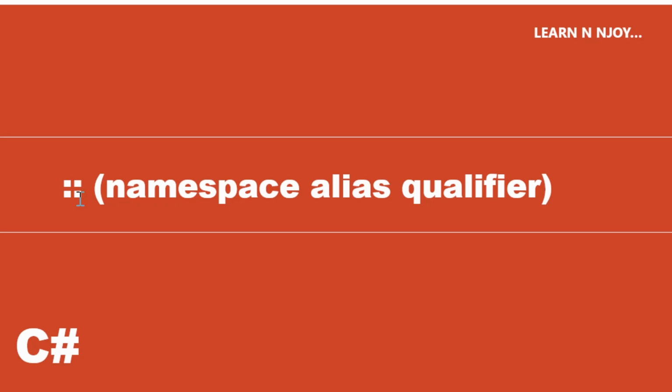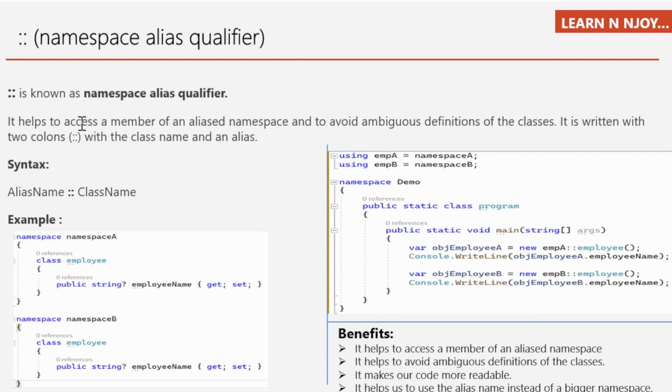Double colon, which is nothing but the namespace alias qualifier in C#. It basically helps us to access the members of an alias namespace and to avoid ambiguous definitions of the classes. It is written with two colons with the class name and an alias. If you see the syntax, alias name, double colon, class name. Okay, so this is the way we are going to write the namespace alias qualifier, right?